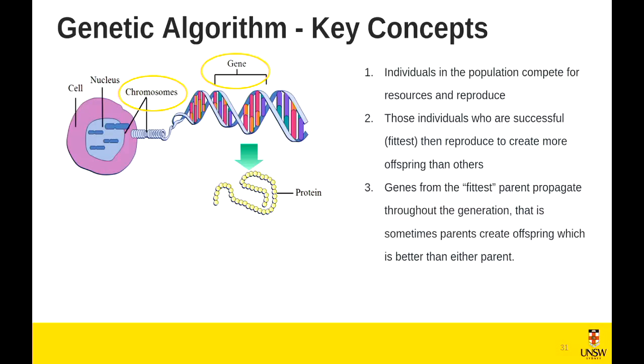And then genes from the fittest parents propagate through the generations. So we are keeping the best characteristics, the best genes, in the population. That's the third step. And then the last one: because we are using the fitness function to filter out some individuals, and we are keeping the best genes from the parent generations, the successive generation is more suited for the environment we have defined, according to the fitness function.